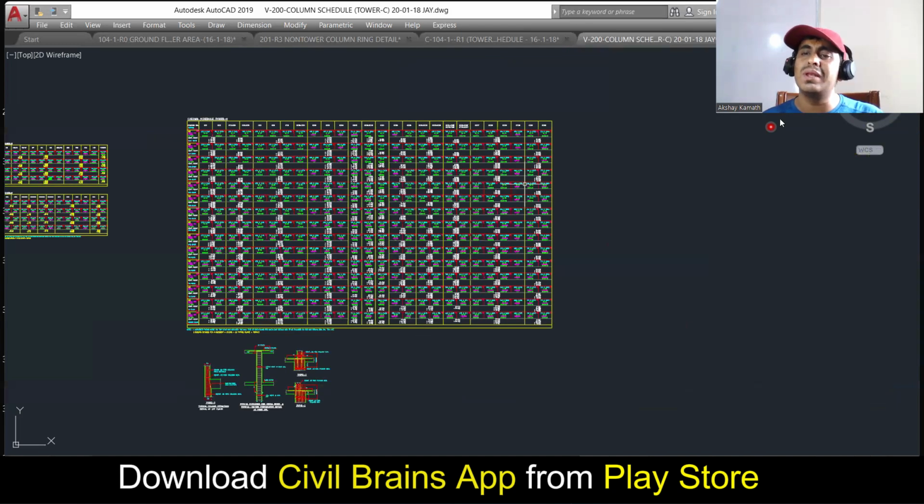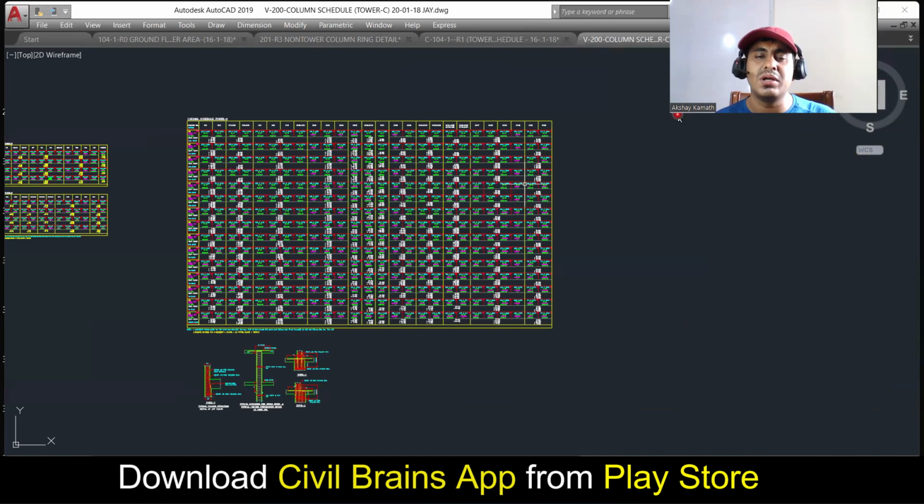See, high-rise building drawing will be like this only. There will be a lot of reinforcement, and the sizes of the column will be bigger, grade of concrete will be higher and all. So when you start to work on such projects in future, if you have this much understanding, you'll have confidence to work.